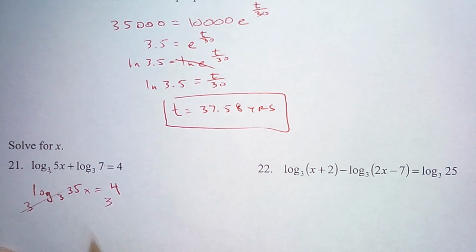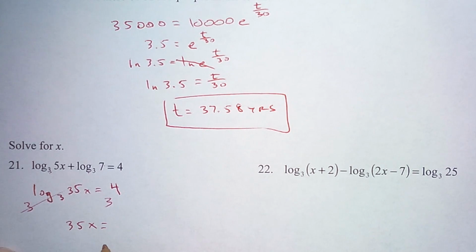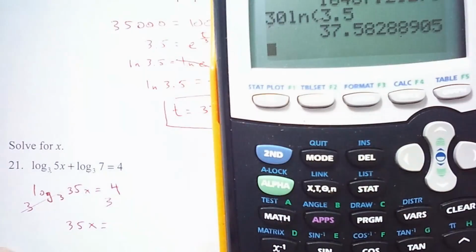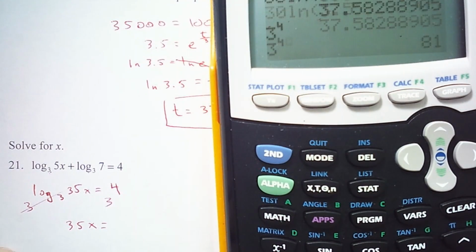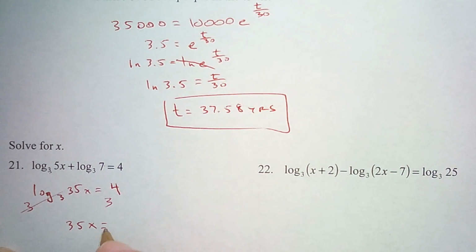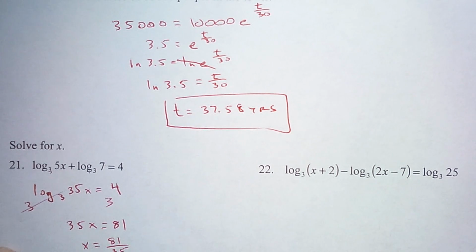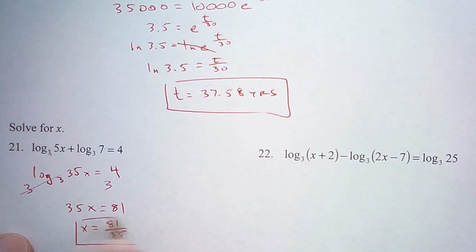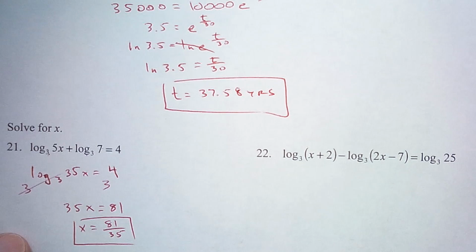Now we can do a base 3 on both sides. So we get 35x equals 3 to the 4th power. So 3 to the 4th power is 81. And now I can divide. X is 81 over 35, and that does not simplify, so I'll leave it just like that.